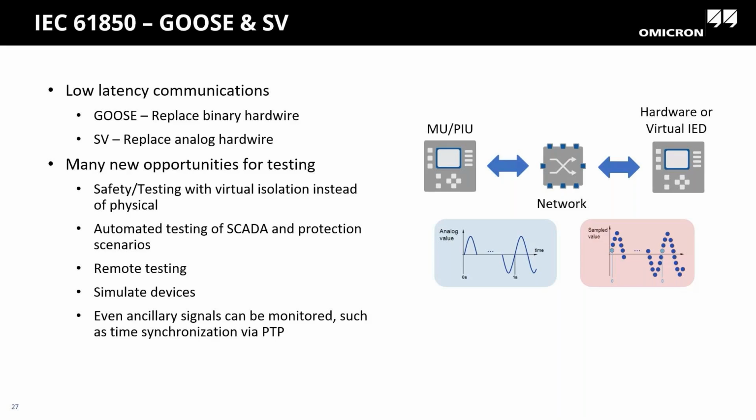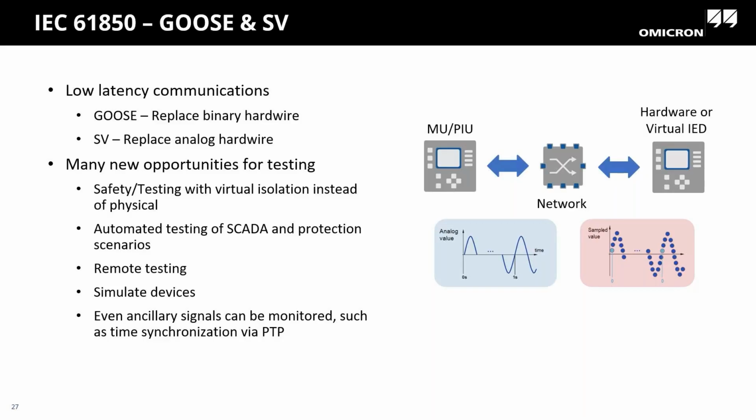So you could replace cabling for things like trip signals, signals to open and close breakers, and then also digitize your analog values. If we're talking about analog, it's sampled values. If you're talking about binary control replacement, it would be GOOSE. These signals can do those functions in basically the same amount of time that traditional copper hardwiring could do. So this opens up a lot of new avenues for testing.